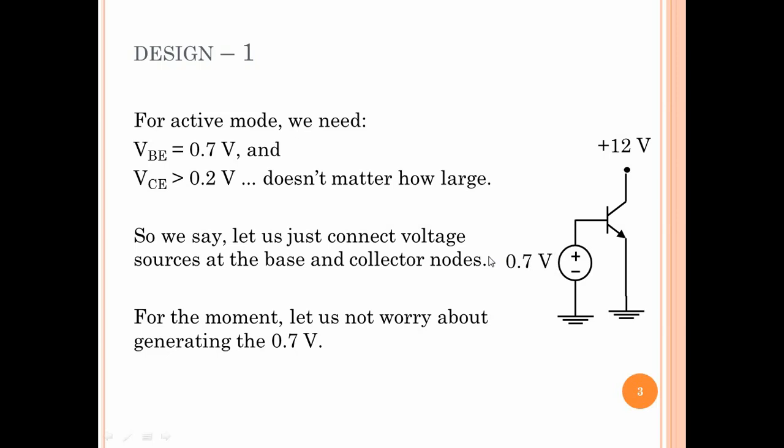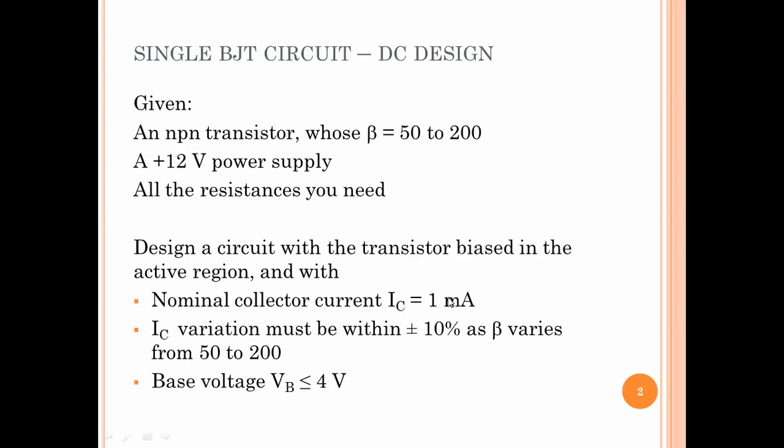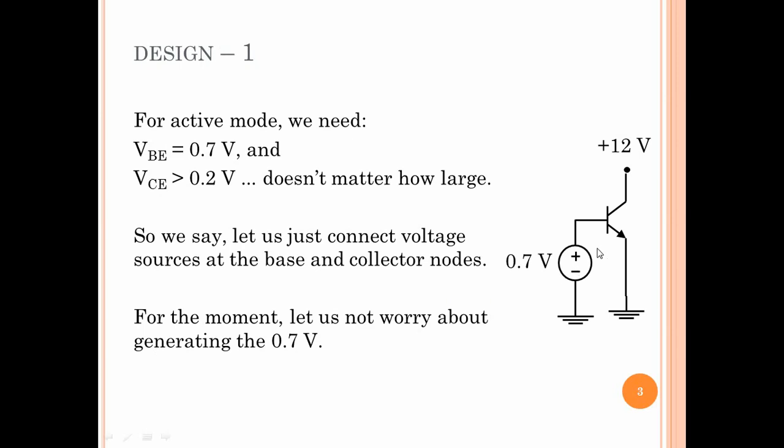We are given three specifications. The active mode is in fact the 0th specification, and there is a specification for the collector current. So go back, 1 milliamp. So what we'll want to know is what is the collector current flowing in this circuit, or more basic is what is the base current flowing. So we ask the question, what is the base current flowing in this circuit? Turns out this is not an easy question to answer.